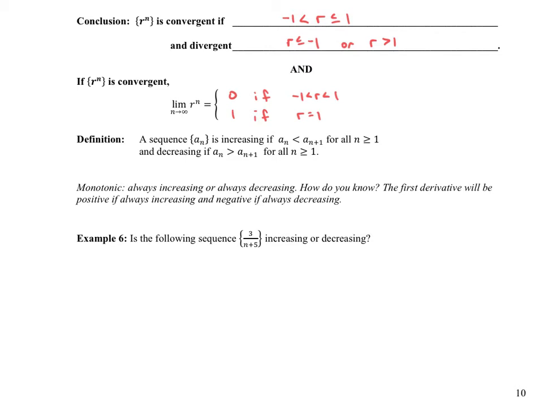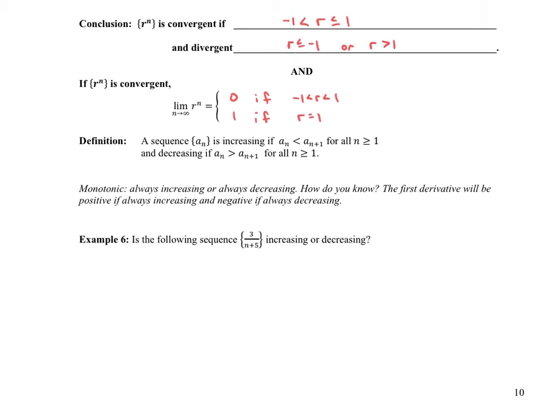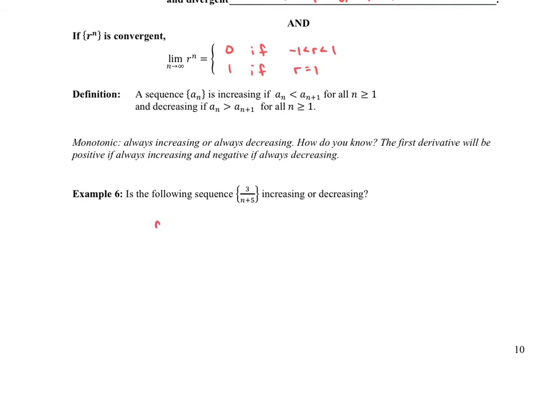One of the ways you can test this is to analyze the definition, analyze a particular generic term and the next term, or you can look at the first derivative and determine whether or not it's positive or negative. So I'm going to show you a couple examples of this. This particular sequence we're analyzing is increasing or decreasing. If we're looking at the a sub n term, that's going to be 3 over n plus 5. If we analyze the a sub n plus 1 term, so the next term, it'd be 3 over n plus 6, because you would just substitute in n plus 1 plus 5, so you get n plus 6.